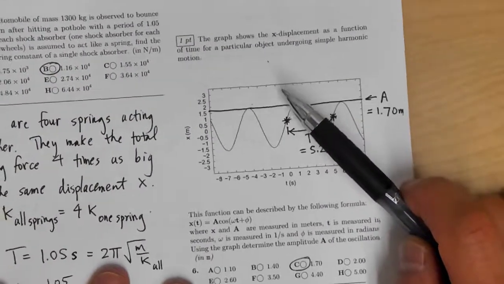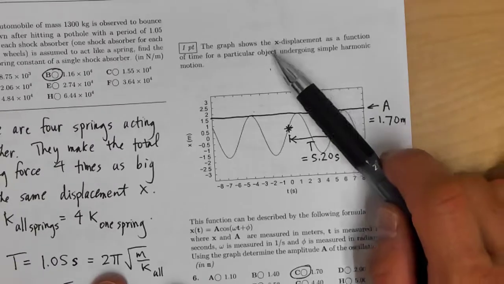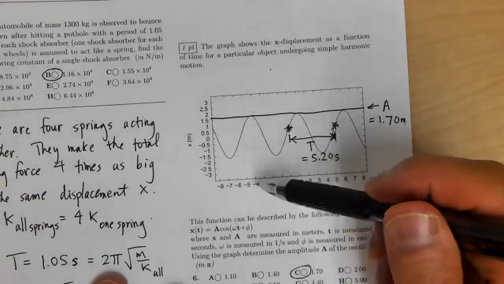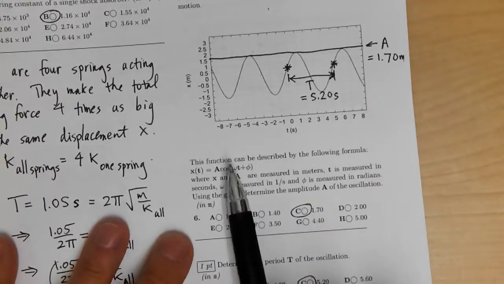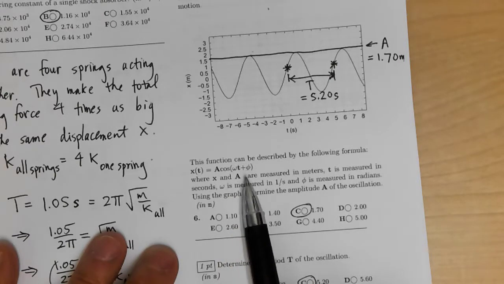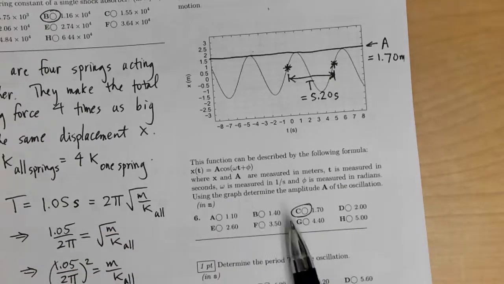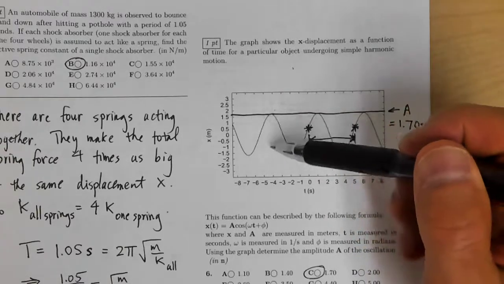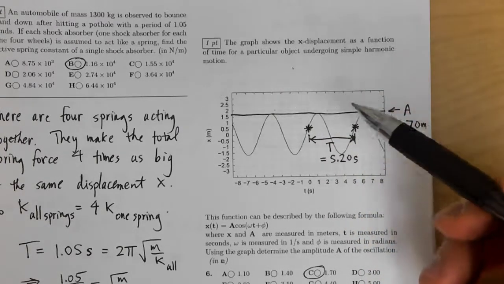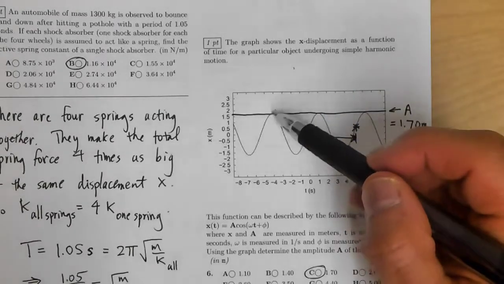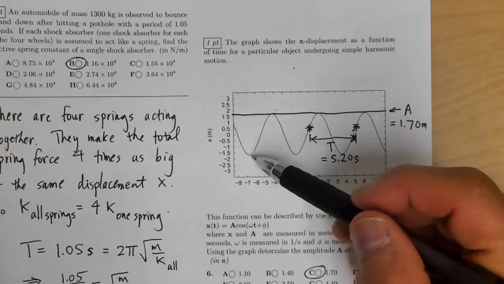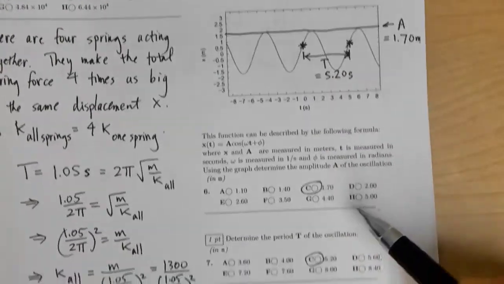Now the graph shows the x displacement as a function of time for a particular object undergoing simple harmonic motion. So this is the time here. It's going to be described by x(t) equals A cosine of omega t plus phi. They want to know the amplitude of the oscillation, so how big this oscillation is. We can look at it. It goes up to 1.7 or so, and it goes down to negative 1.7. So the amplitude is 1.7.